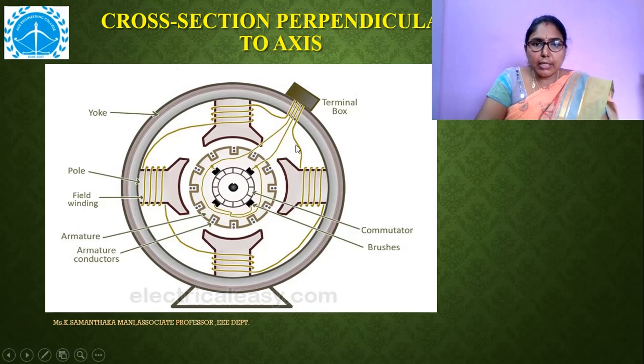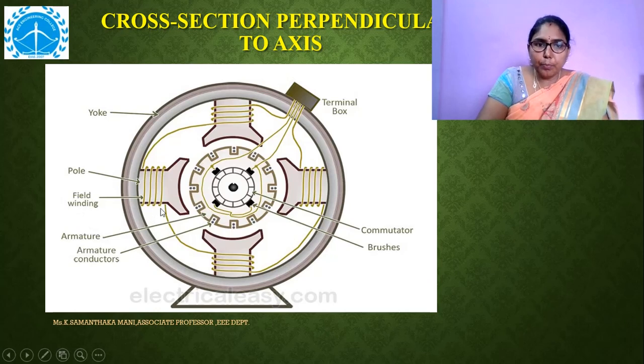This diagram shows the cross-sectional diagram of a DC generator, a practical generator, which has 4 poles here. Again, let me introduce the different parts of this DC generator. These are shown as a yoke, and these are called poles. How many poles are there? 1, 2, 3, and 4 poles are there.